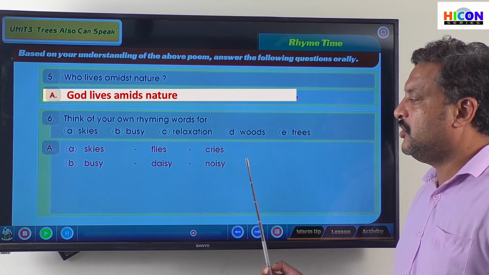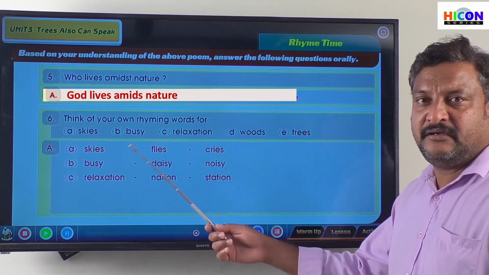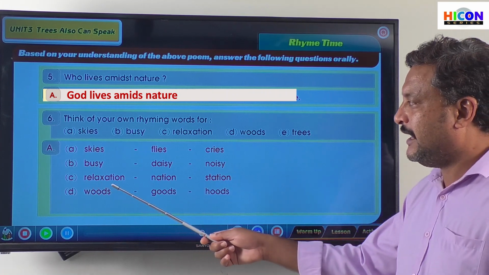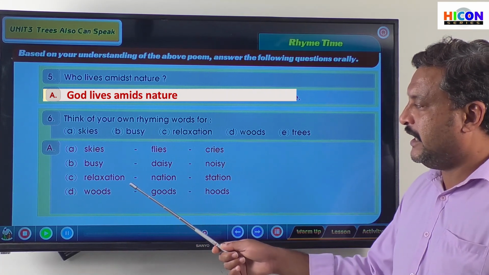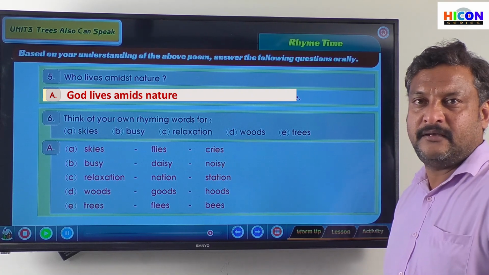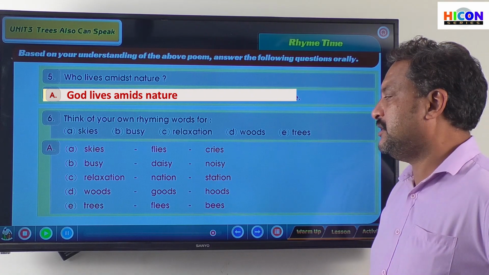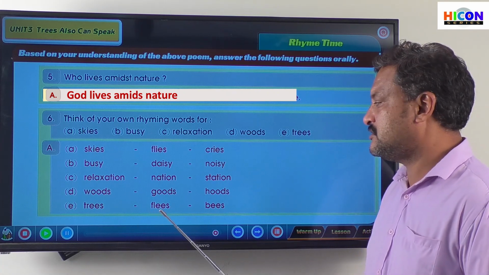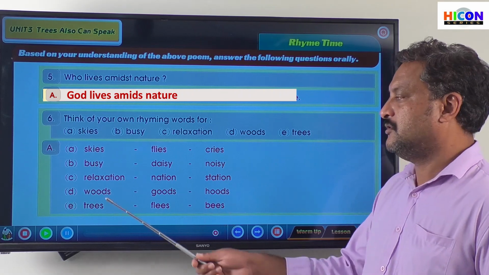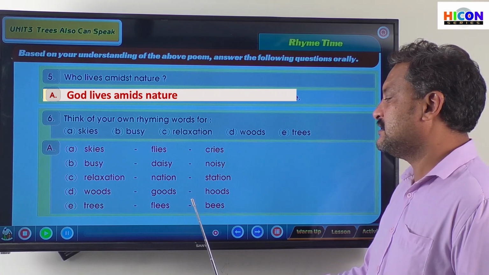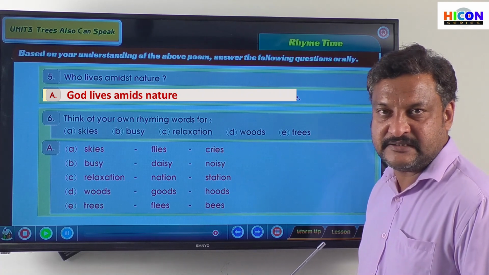Busy, daisy, noisy. Relaxation, nation, station. Woods, goods, hoods. Trees, fleas, bees.